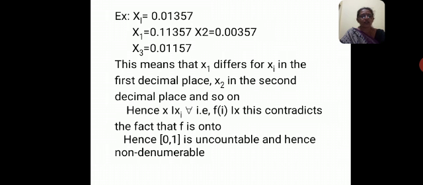0.01157. This means that x differs from x1 in the first decimal place, from x2 in the second decimal place, and so on. Hence, x is not equal to x_i for every i, that is, f of i is not equal to x. This contradicts the fact that f is onto. Hence, the closed interval [0, 1] is uncountable and hence non-denumerable.